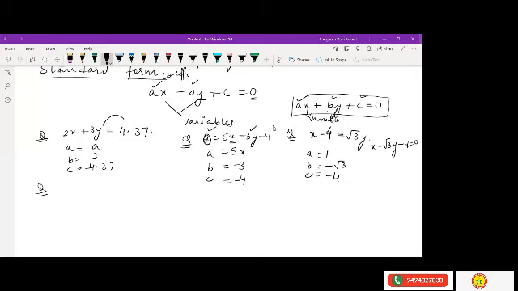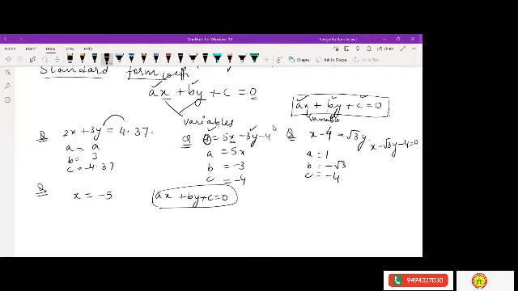Now suppose we write each of the following as an equation in two variables. Now see, this is an example in the book. You have to write this equation in the form of the standard equation. The equation is given; you have to write it in the standard form.